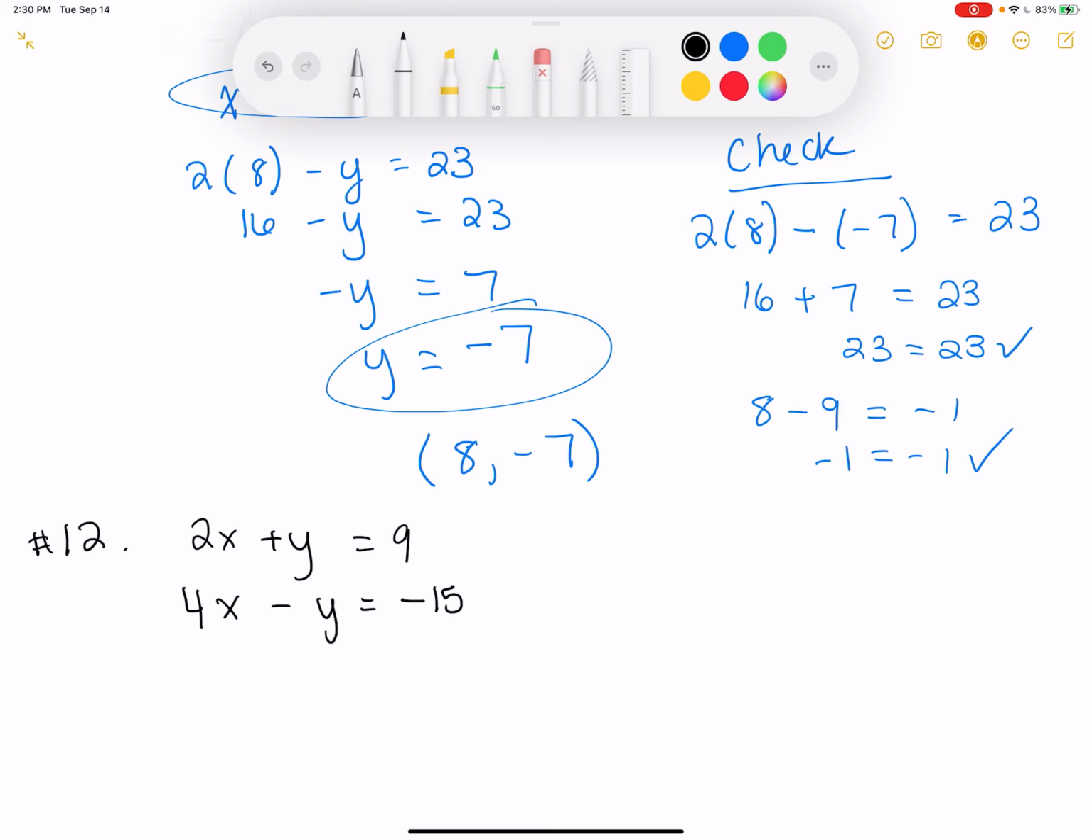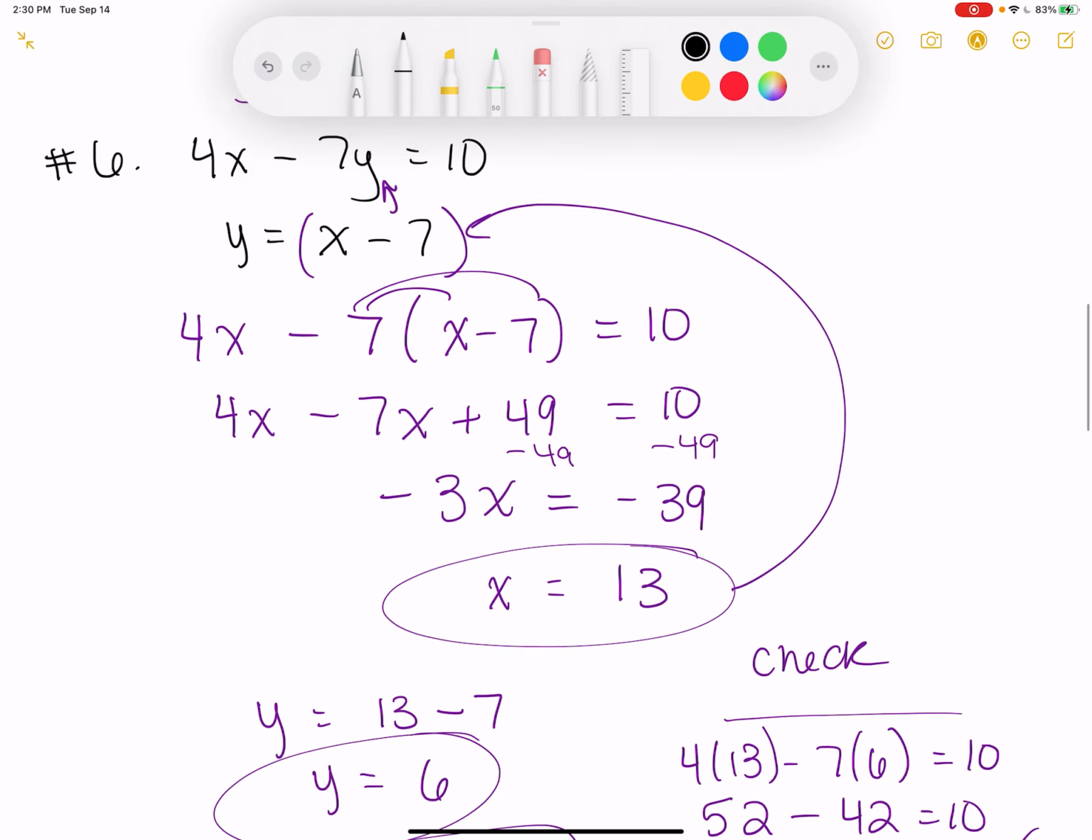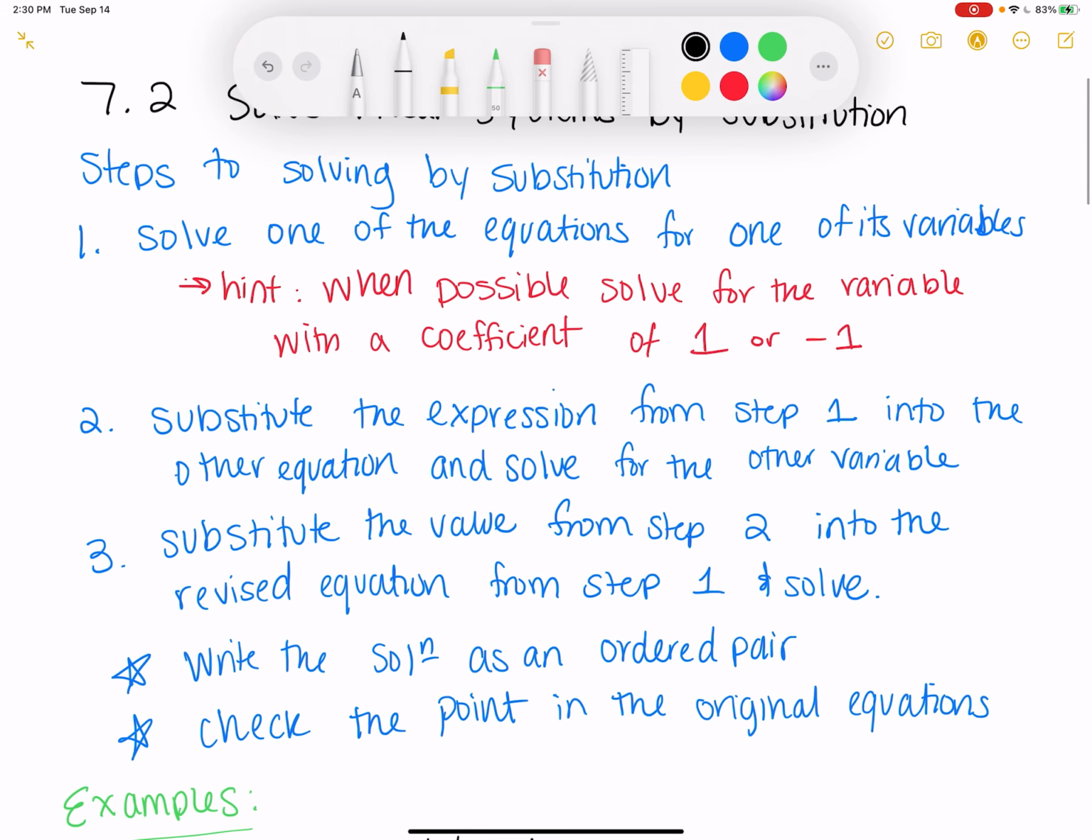All right, so I'm going to refer back up to our steps really quick. Okay. So it says to solve one of the equations for one of its variables. We didn't have one of the variables already by itself in this particular problem. And then the hint was, when possible, solve for the variable with a coefficient of 1 or -1. If it has one that just has a 1 in front of it, or no number written in front of it, that's the best one to choose. The next best is -1, and then you go from there.